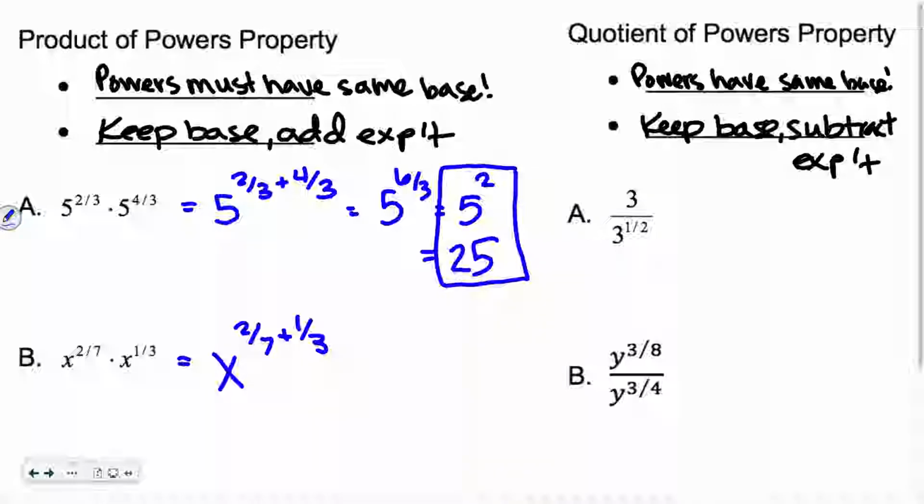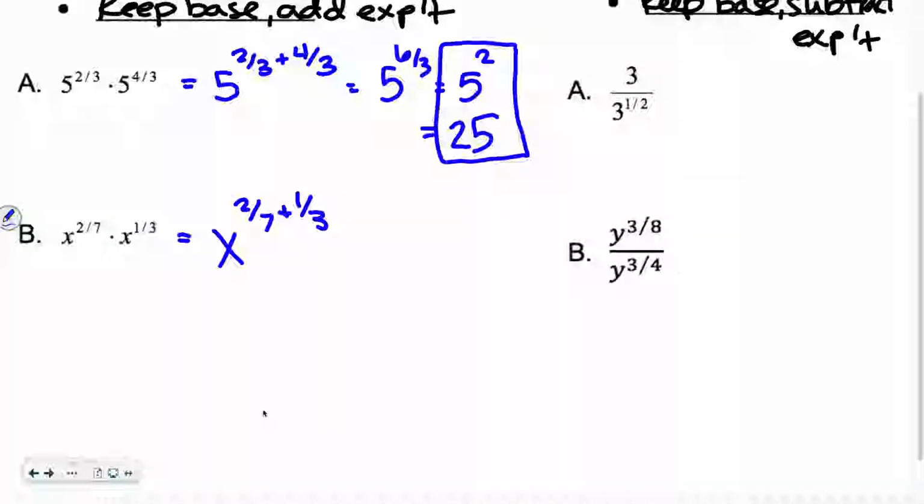Now, not always will they come out to be nice numbers that you could evaluate, but in the case that they do, go ahead and evaluate it. Nicely 25. When I do that second one, x to the 2/7 plus 1/3, what am I going to need to do in order to be able to add my exponents? Find common denominators. What's a good common denominator for 7 and 3? 21. So multiply the first one by 3 and the second one by 7.